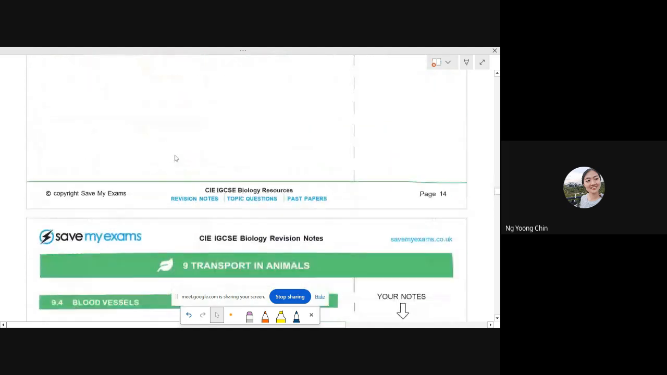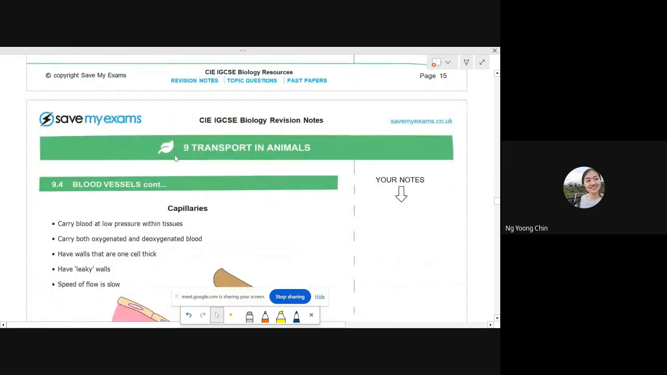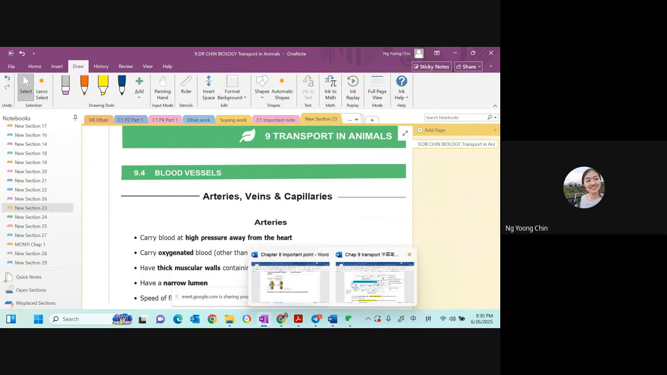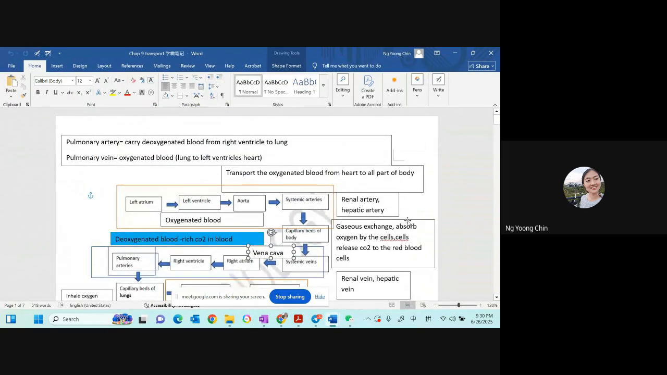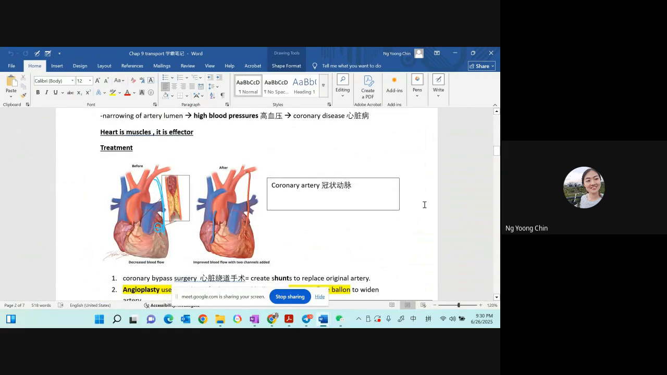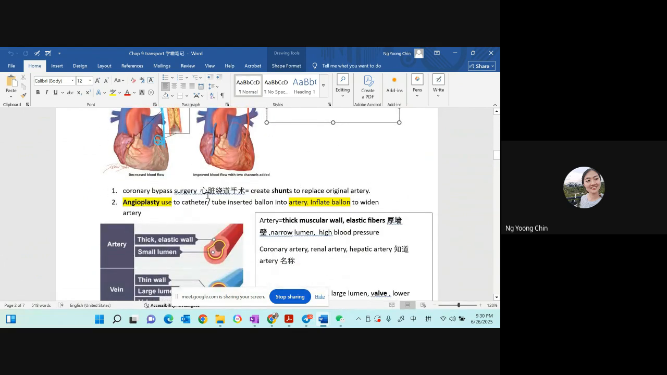Okay, and then for the blood vessels, you have three types: artery, veins, and capillary. And you need to know the difference. Actually for this one, I already prepared the notes for you. You can have a look at this one. You can read this note. This is a very important note, because it includes the important points to be memorized for your exam. So you can see this coronary artery. Coronary artery is treated by coronary bypass and angioplasty.